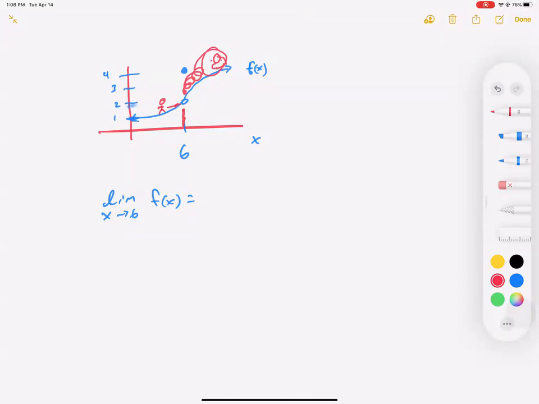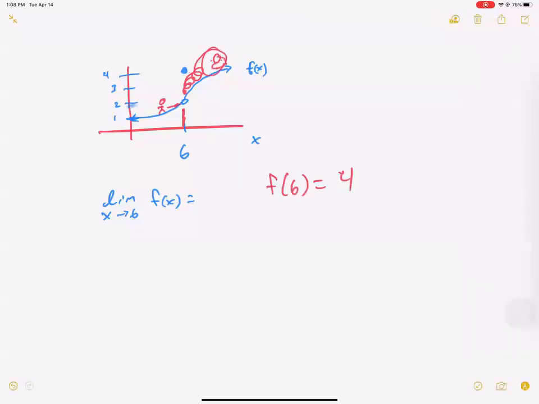Does it look like 4? So the answer is, well, let me give you this idea. What is the actual value of 6? What is the actual y value at 6? The actual y value is 4. That is the actual value. And the limits allow us to say, hey, I don't care about the actual value. I care about what it should have looked like. Well, this looks like, I'm calling it as 2. That's what it looks like. It looks like 2.